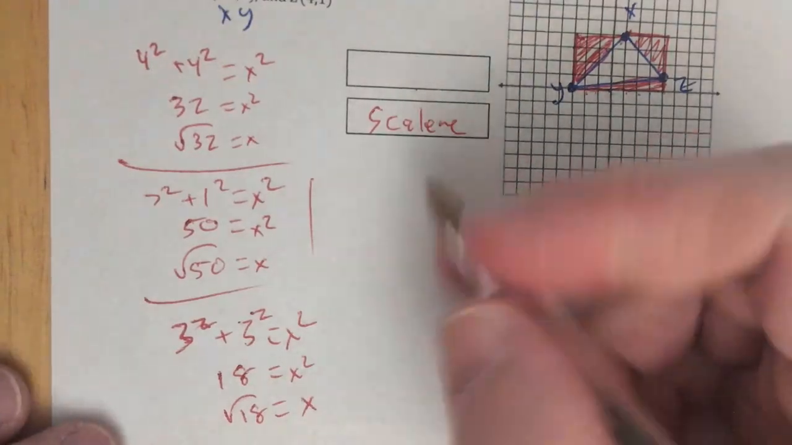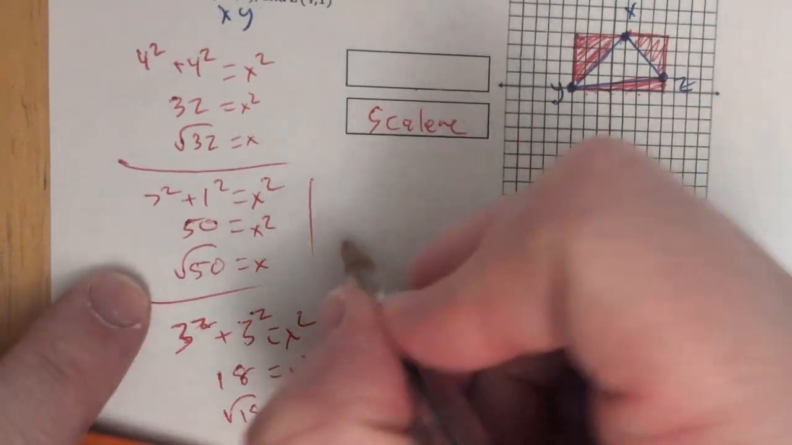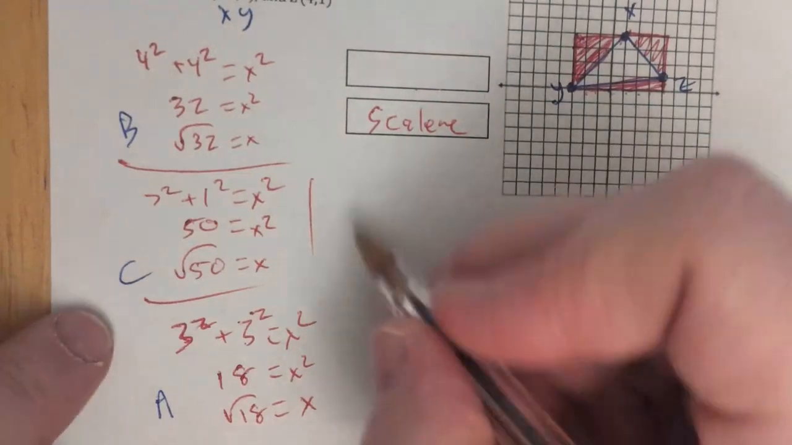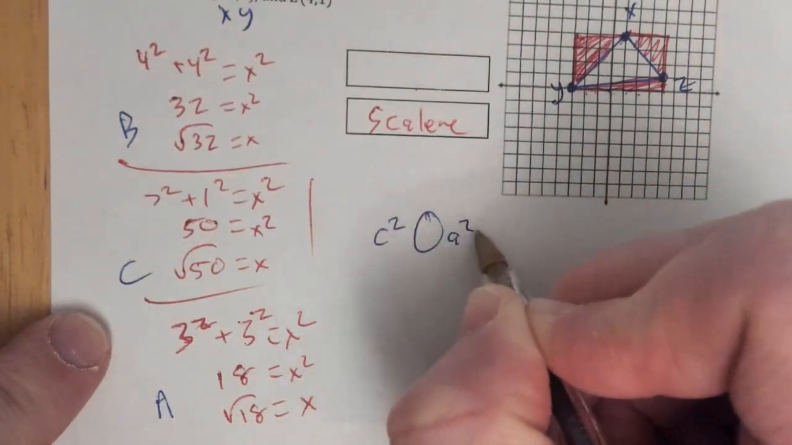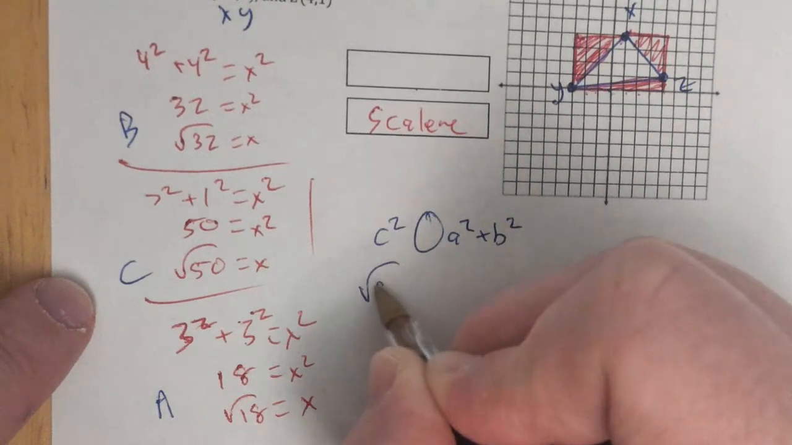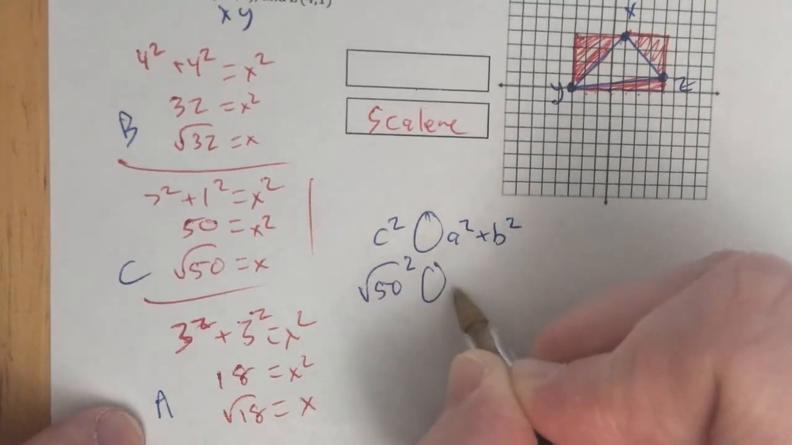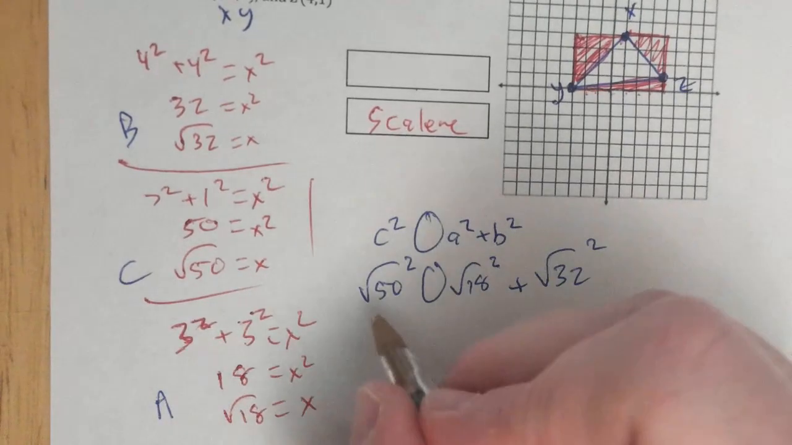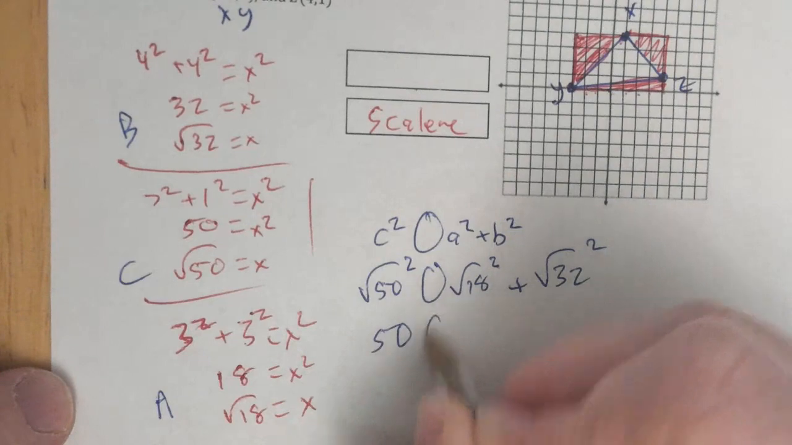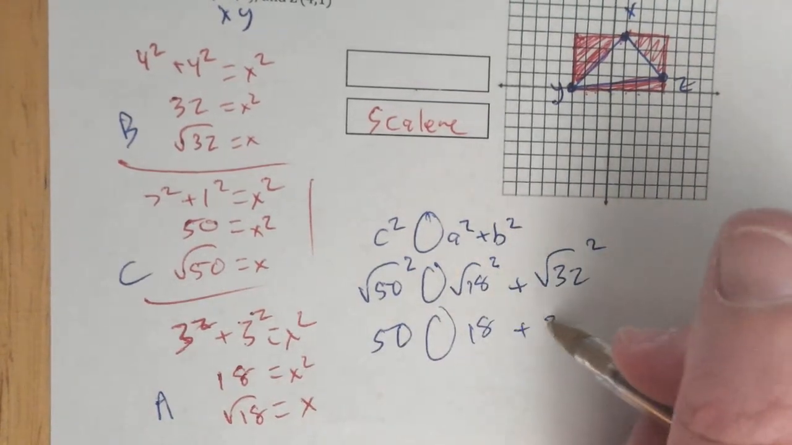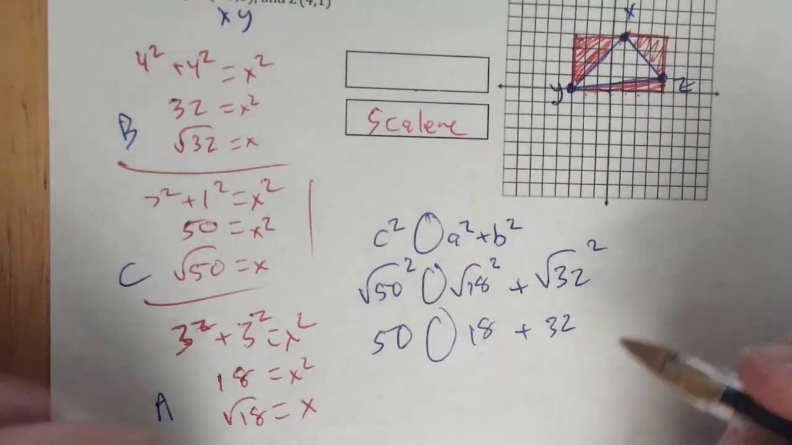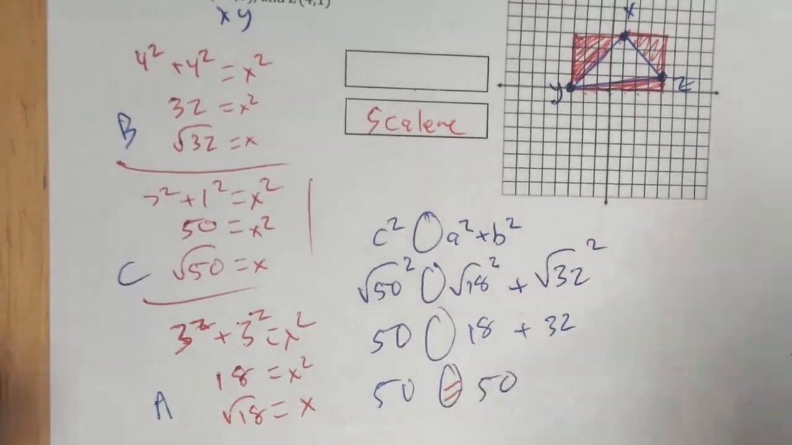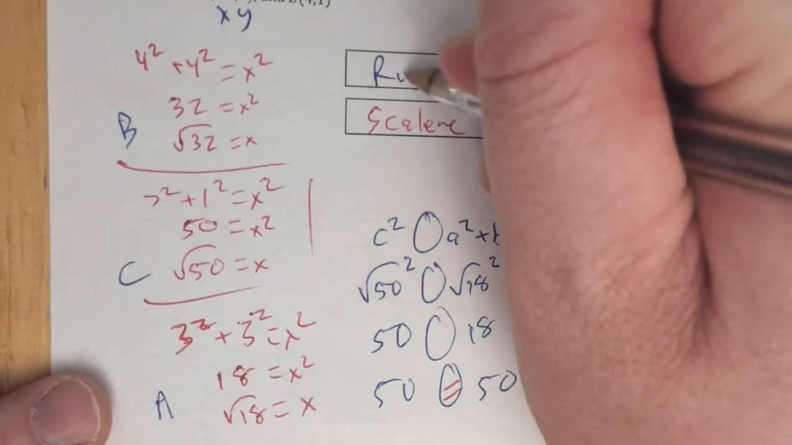And now in blue, we're going to compare. The smallest one is a, this is b, and the biggest one is c. So how does c squared compare to a squared plus b squared? So that is square root of 50 squared. How does it compare to square root of 18 squared plus the square root of 32 squared? The square root and the square cross out, so 50. How does it compare to 18 plus 32? How does 50 compare to 50? And that is equal.